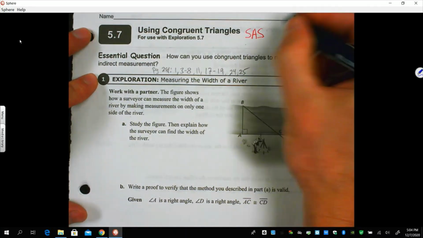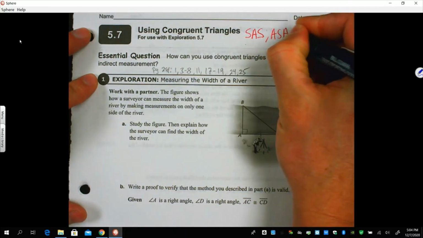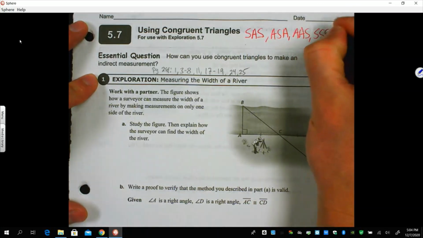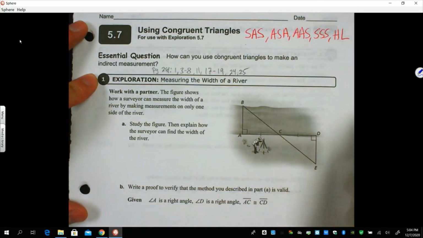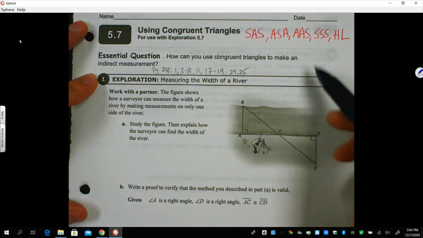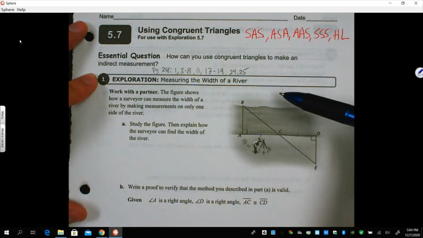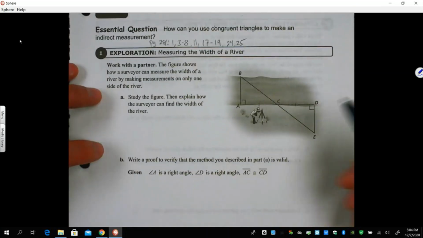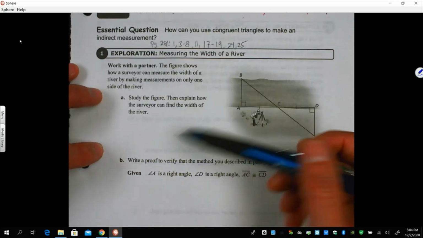That makes congruent triangles. Angle, side, angle. Angle, angle, side. Side, side, side. And if it's a right triangle, you can use hypotenuse, leg. So these are going to show up throughout the assignment today, and using those to prove that we have triangles that are congruent. So on page 153, we have a figure here.